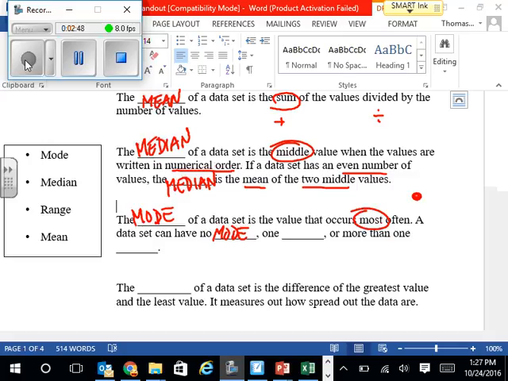The blank of a data set is the difference, that is a subtraction, of the greatest value and the least value. What is that one? The range. Range in statistics, of course, is different than the range in terms of algebra and graphs. It measures how spread out the data are. Now, put how spread out the range.